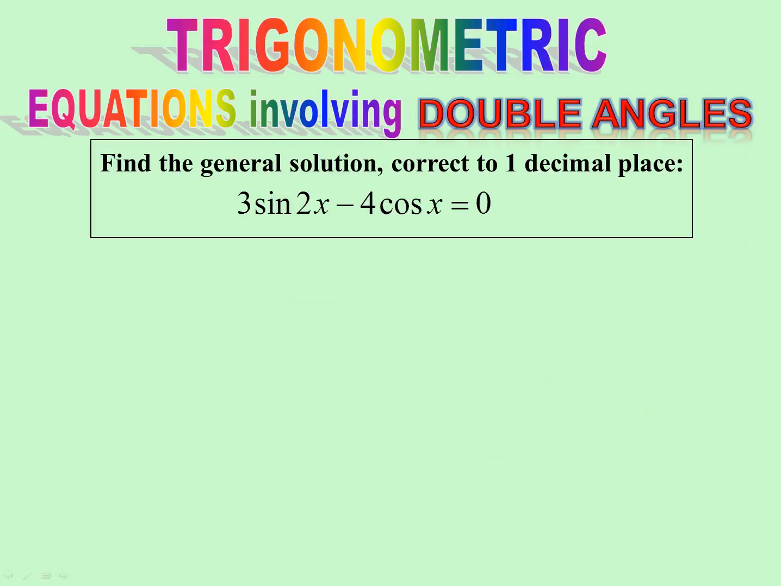Next one. 3 sine 2x plus 4 cos x equals 0. Well, this shouldn't be a problem. We know that there's only one expansion for sine 2x. That's our 2 sine x cos x. So there we are. There, you'll notice I've actually divided through by 2. There's a 2 factor. There's a 2 factor there. So therefore we've divided through by the 2 to simplify the equation.